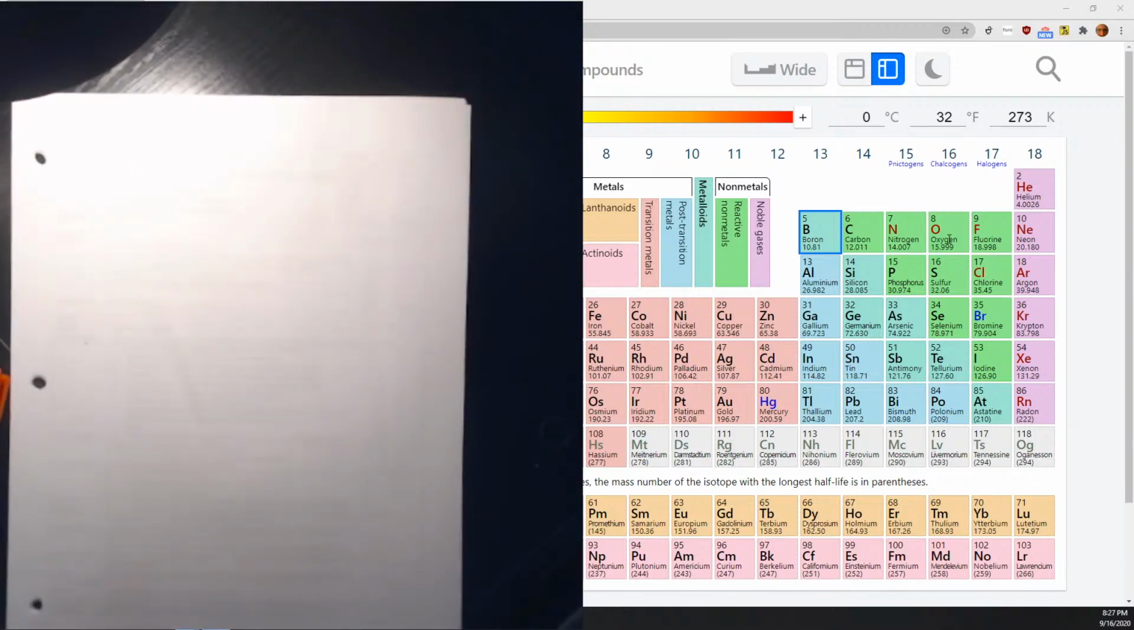Now let's look at a negative molecule. Let us look at carbonate, CO3 2-.